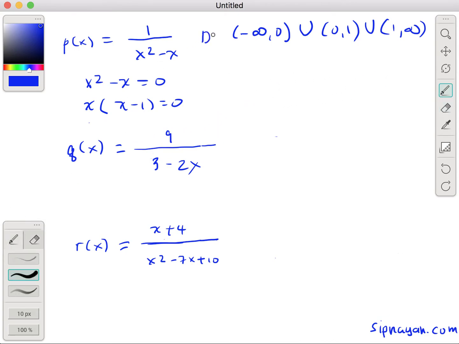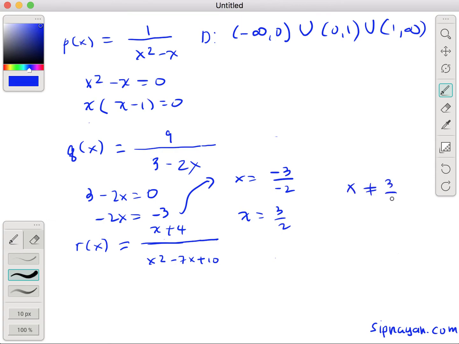Now, for the second function, we have, again, we equate this by 0. So, 3 minus 2x is equal to 0. Adding 2x, pwede naman. So, negative 2x equals 0 minus 3, which is negative 3. And then, we have x equals negative 3 over negative 2. So, x equals 3 over 2. So, bawal to kasi pag nag-3 over 2 ka dito, mag-0 yung denominator. Meaning, your domain is x such that x is not equal to 3 over 2.